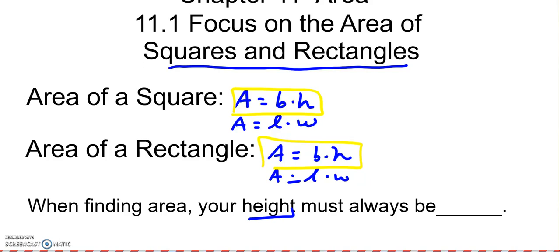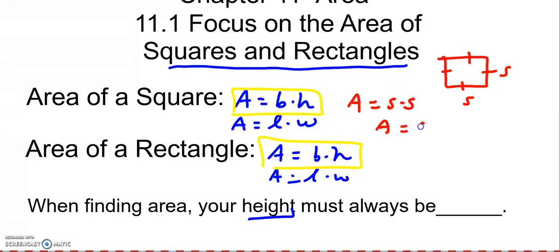But beyond those two possibilities, I'd like to also point out for a square that all sides of a square are equal. So if I call all the sides S, you could think of the area of a square also, rather than just base times height, as side times side, or even better, just side squared. So a square technically has three formulas that could work for it, and a rectangle has two formulas that could work for it. And specifically, when you're finding area, there's something that has to be true about your height.